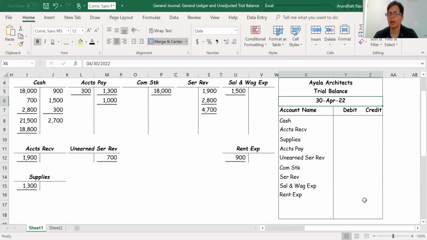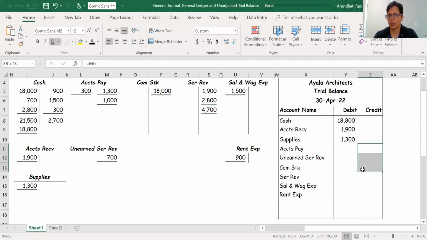And now I'm going to write down all the balances. So cash, receivables, and supplies all have debit balances. They're assets. So I bring the numbers over here. I'm only interested in the balances. Accounts payable, unearned revenue, these are liabilities with credit balance, as is common stock and service revenue. Those are equity accounts. So bring them over here on the credit side. And then on the debit side, my expenses. I have 2 expenses over here. So I put those over here.